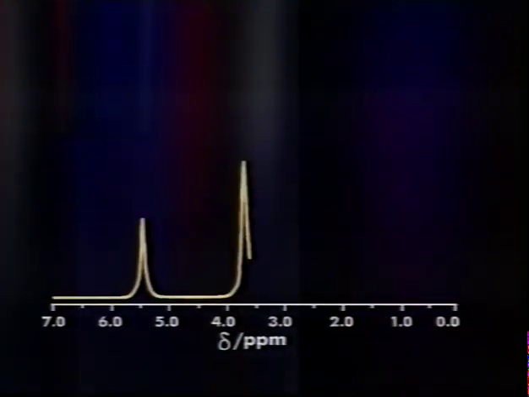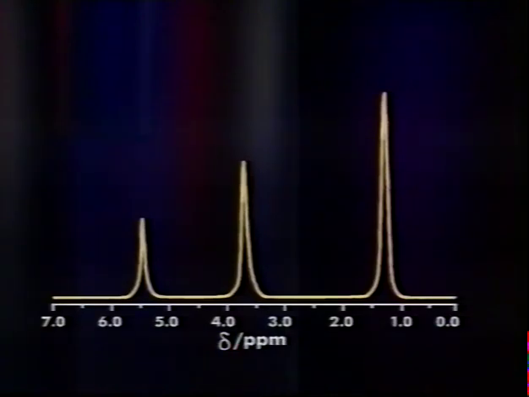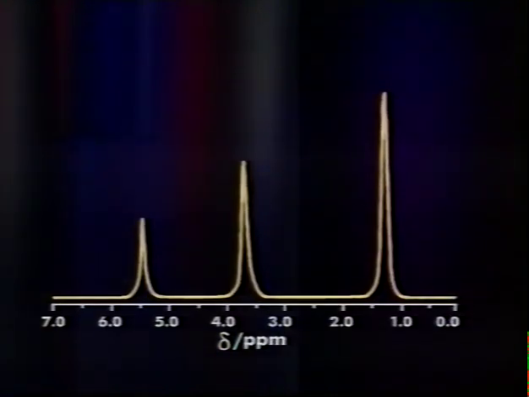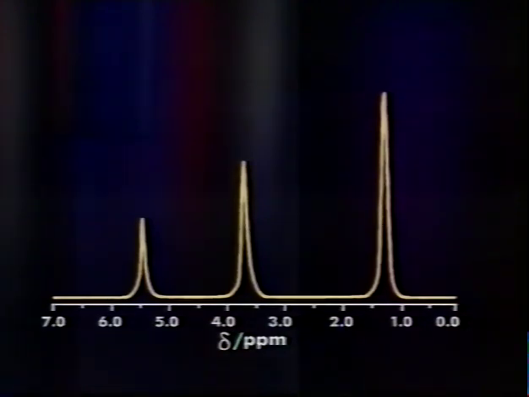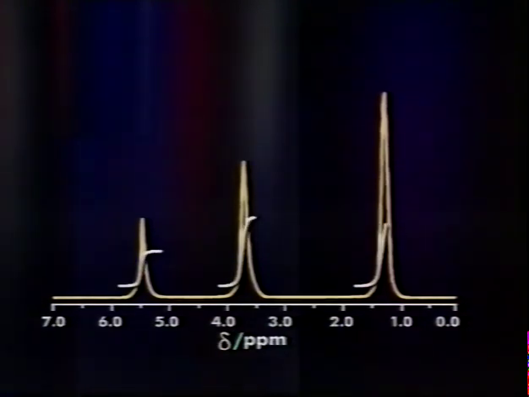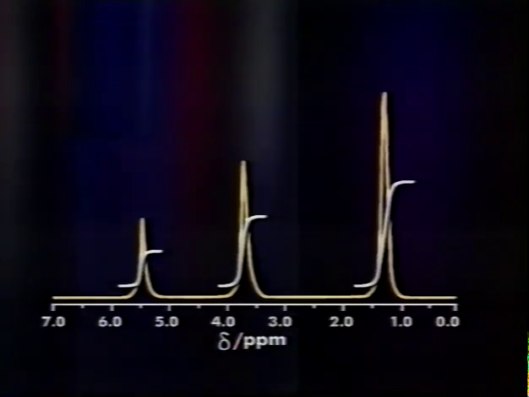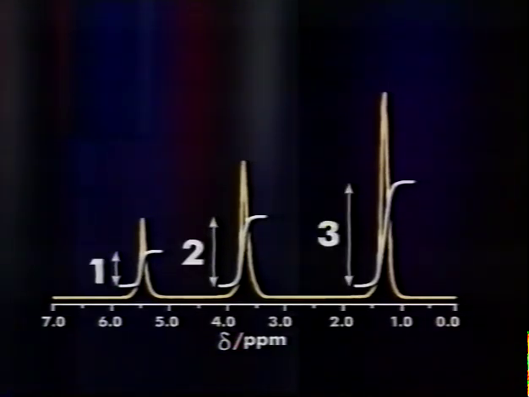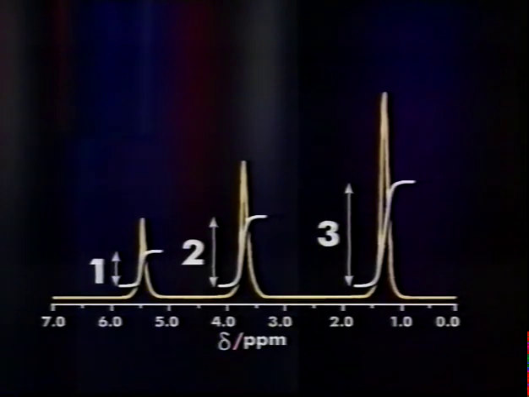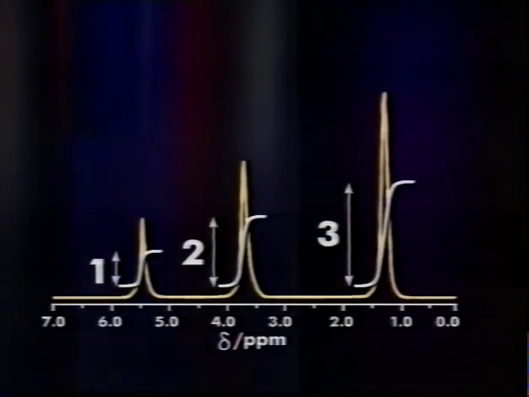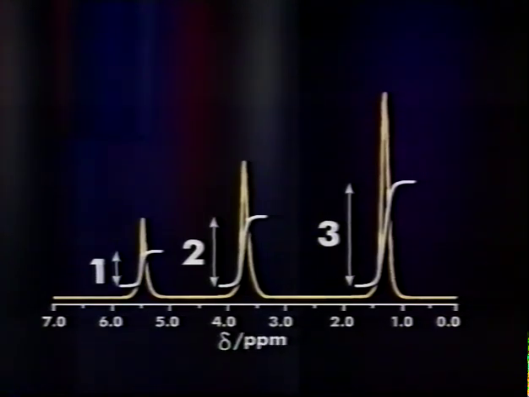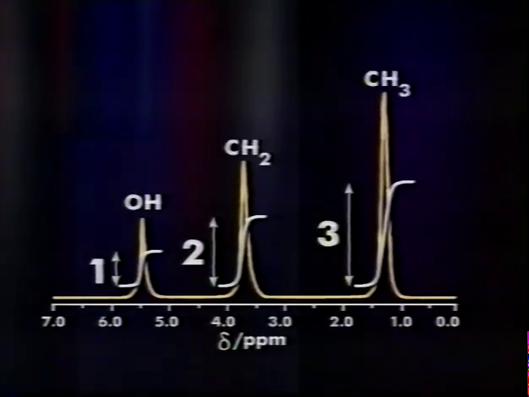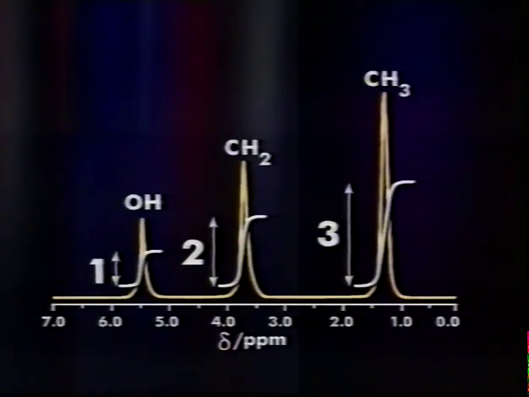So, we've learned that the total number of peaks, or absorptions, indicates how many kinds of non-equivalent protons are present. The area under each peak, integration, reveals the proportions of protons that are associated with each peak. And the chemical shift, the position of each peak on the delta scale, gives clues about the environment of each kind of proton.